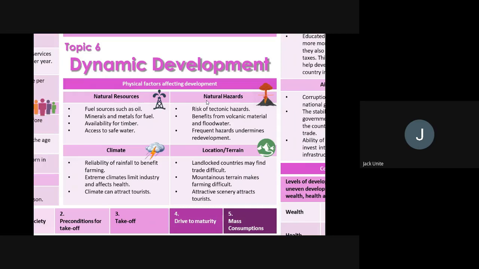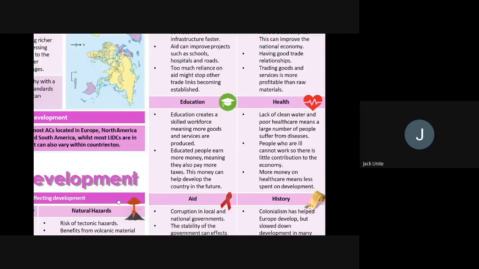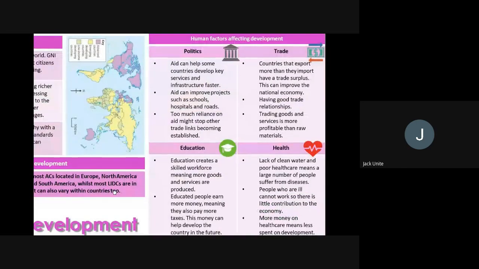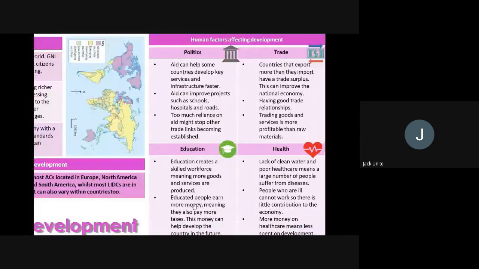So I'm going to have a look at some human factors then. And again, as you can see, there's 6 here. I'm going to try and just pick 3. I'm going to look at politics, trade, and history. I think they're the ones that, when I've taught it, come up really heavily and have got a lot of stuff that we can use.